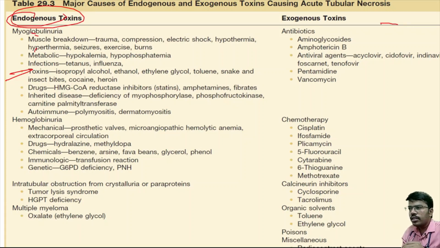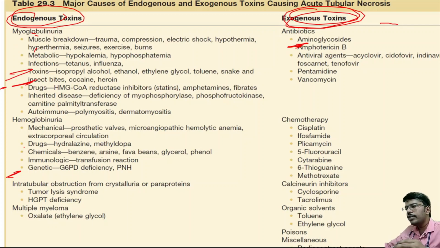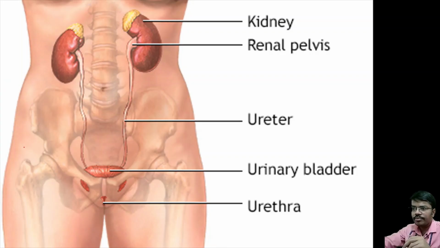Endogenous toxin, exogenous toxin in the form of drugs, in the form of myoglobinuria, hemoglobinuria. That's why the etiology keeps on going for AKI. That's why in the book, if you see in Harrison, the topic looks somewhat not specific, because they discuss one point from each of the etiologies. That's why you can't get a hold of the topic. So see, there are three broad categories which can cause AKI.